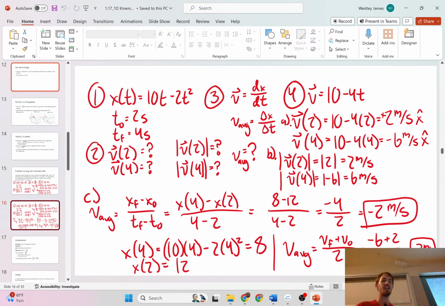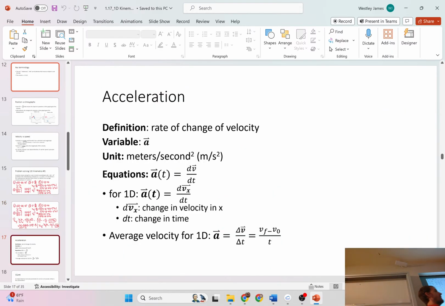All right, so today we're going to get into the last word that we need to know when it comes to 1D kinematics, which is acceleration. I mean, we need to know time, but time is a little funky thing. Most of us are pretty comfortable with time. So acceleration is the last major one.